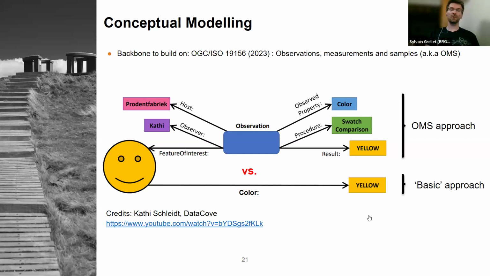So for those who don't know observation, measurement, and sample, I gave you a link to one presentation Katy did, but the long story short could be summarized, at least on the observation side, like this. The basic approach would be to say that the color of that face is yellow, end of story. But if I just tell that to you, you don't know how I identified the fact that the face is yellow, with which method, who observed that, how, and so on. So the OMS approach, at least on the observation side, would be to say that those words are actually words from the standard. My feature of interest is the face. I observed what? The color of that face, using that procedure, by that observer, and the result is yellow. And obviously you have other attributes, like when did you do that? You could also have validity and quality information, but that's the long story short.